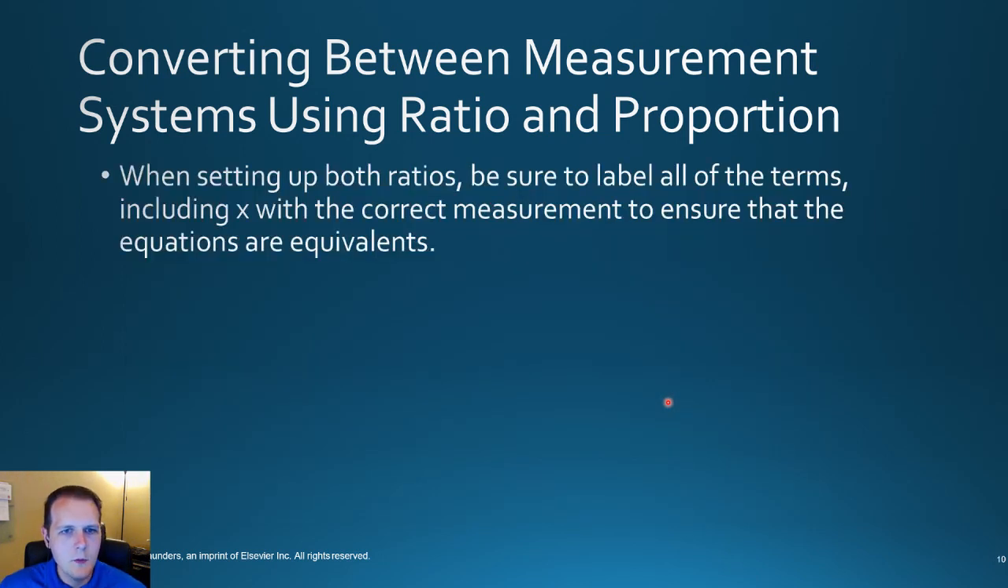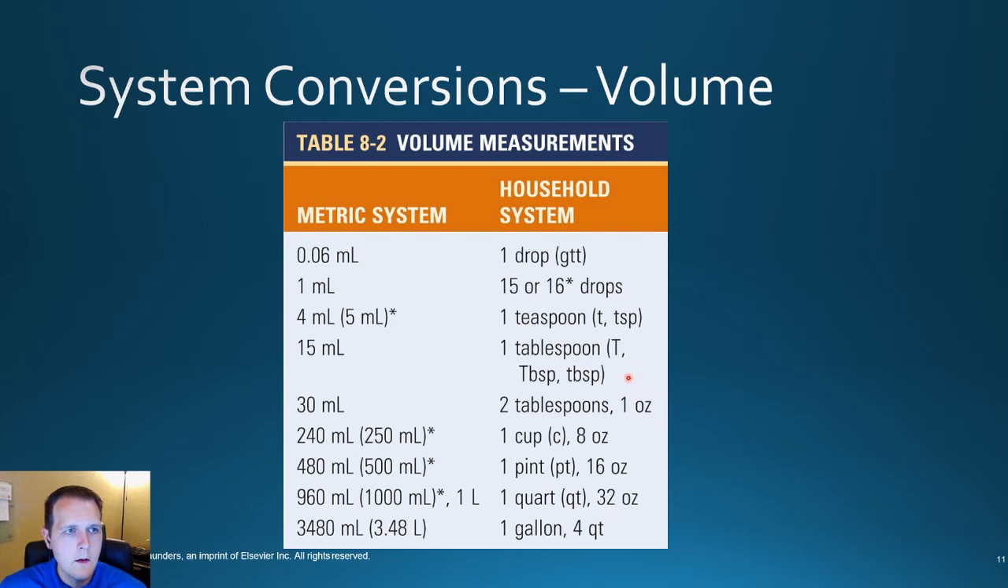Remember when you're setting up both ratios that you want to label all of the terms, including x being your variable, because you want to make sure you get the right measurements. If you're solving for grams, you want to come up with the number of grams that you're actually looking for there. Again, some pretty common conversions you're going to be using pretty frequently in the medical field.